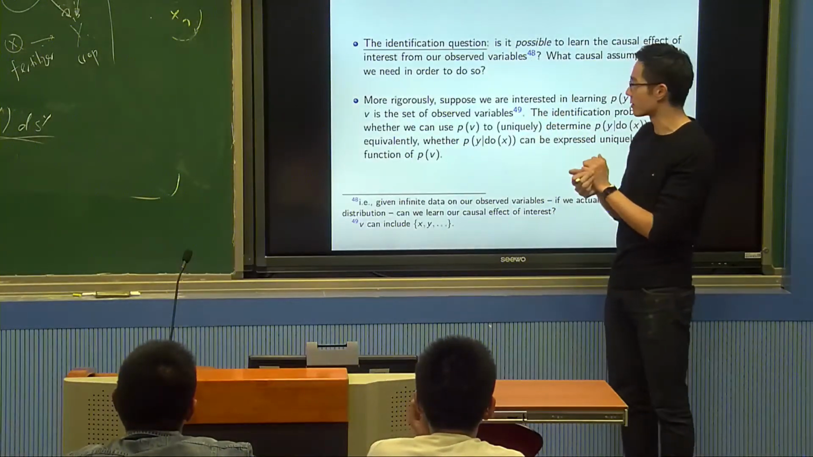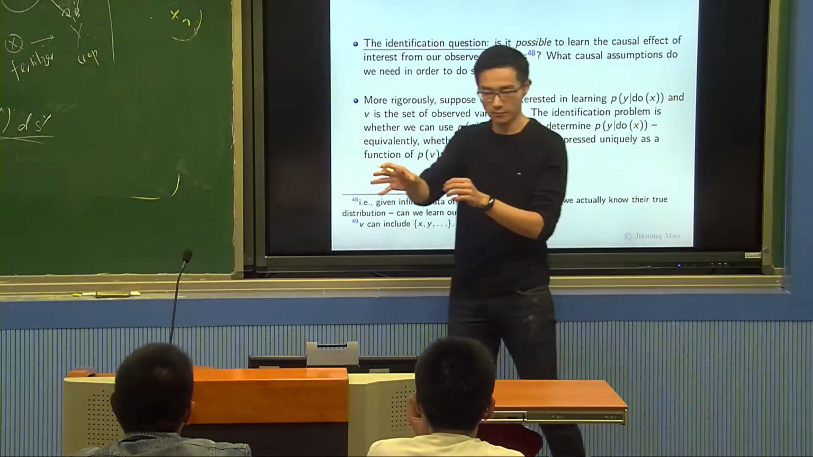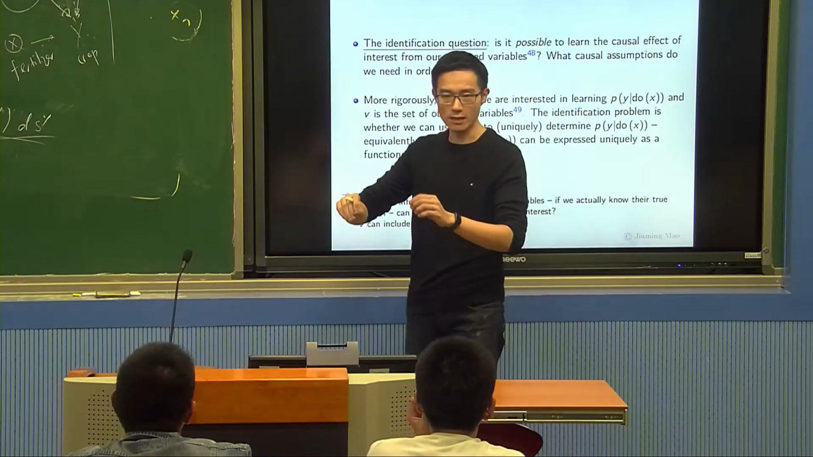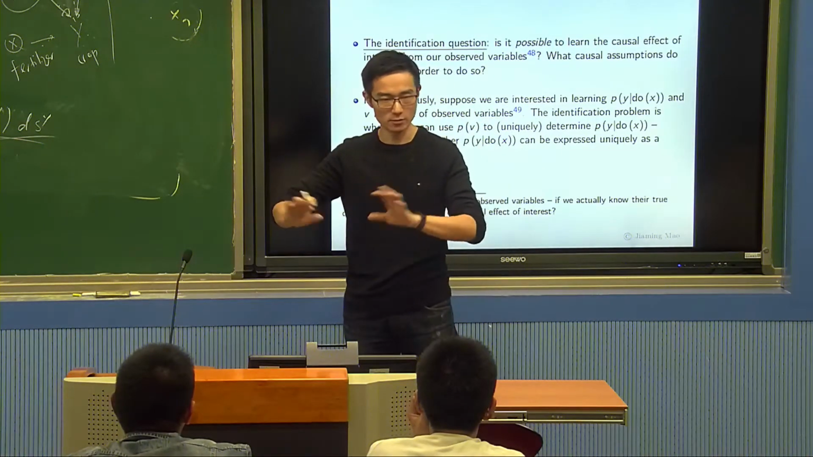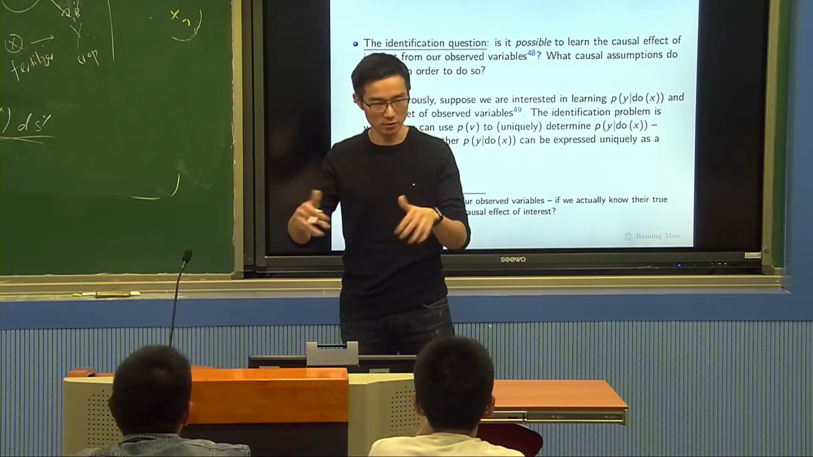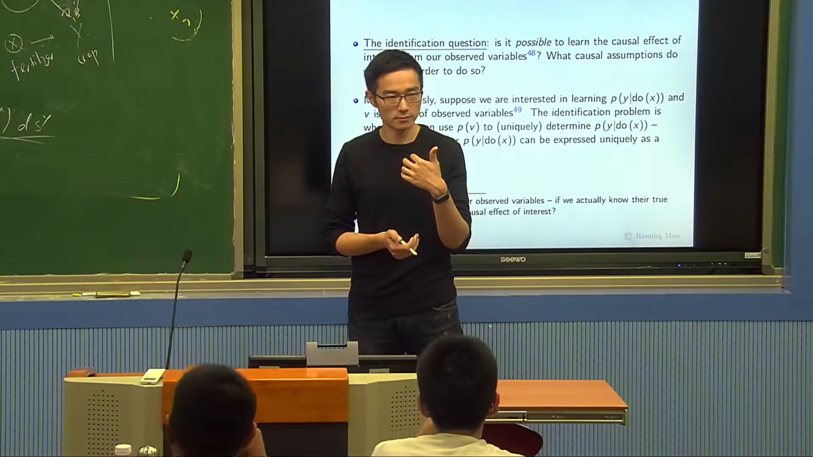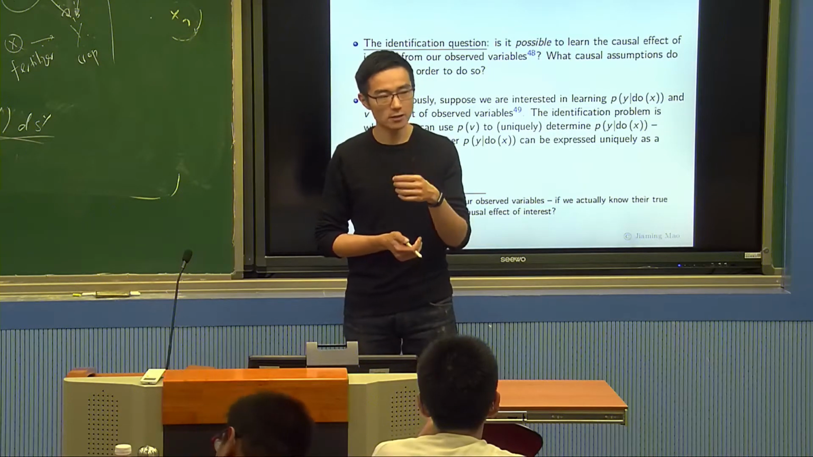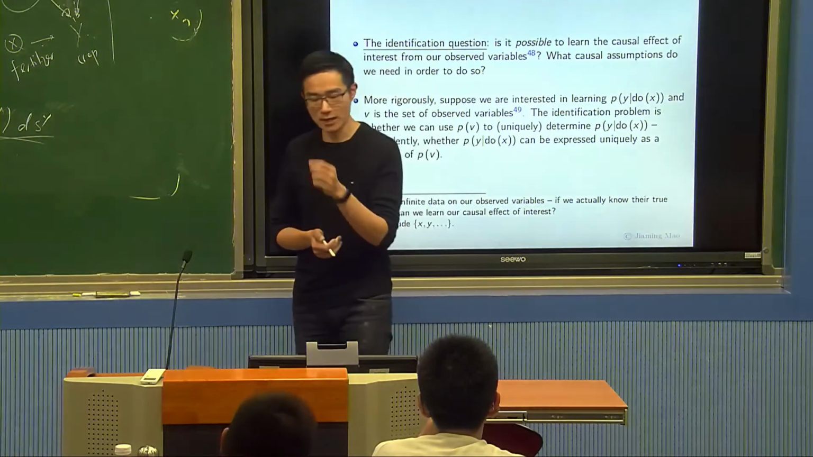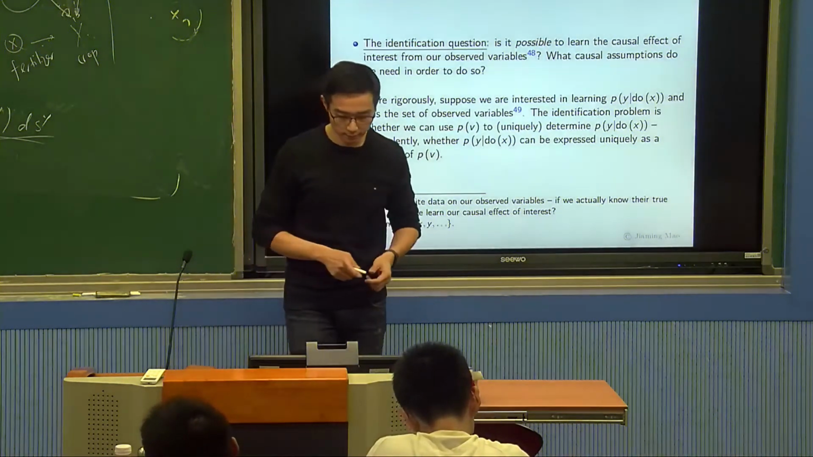A simple way of saying it is: if I only see my observed data, which is v, and suppose I know the entire population, so the sample size is infinity, and I see all the underlying population of my observed variable, can I actually learn the causal effect? Is it possible to learn the causal effect? That is the identification question. That's the question we need to first answer in order to do the second stage.